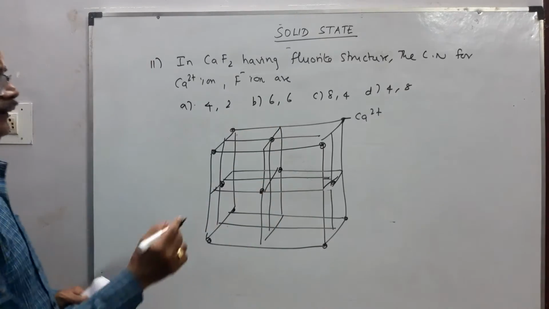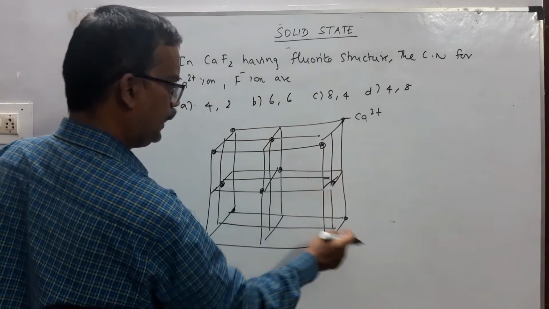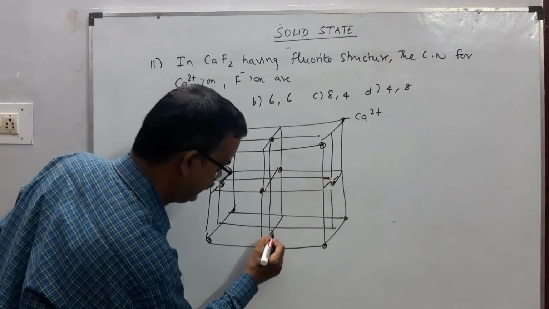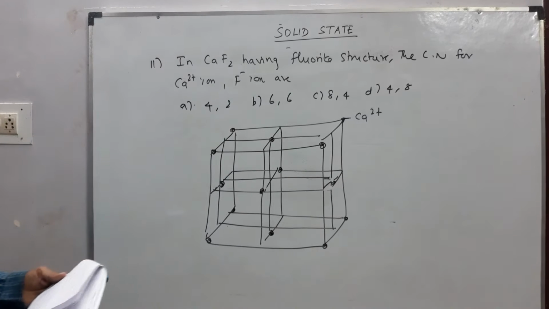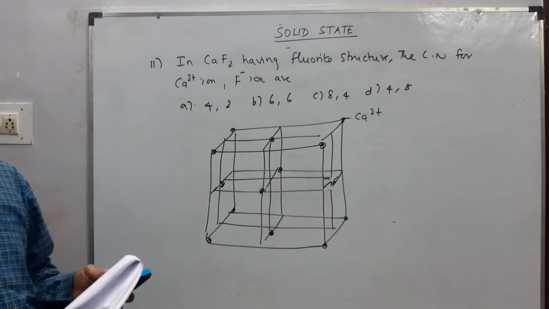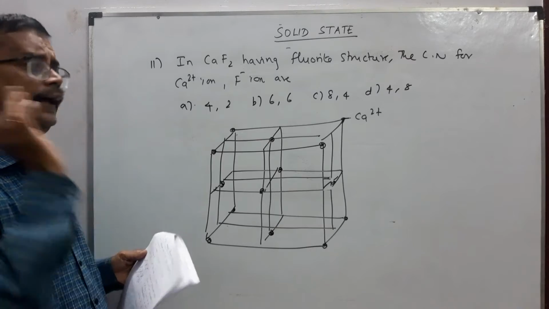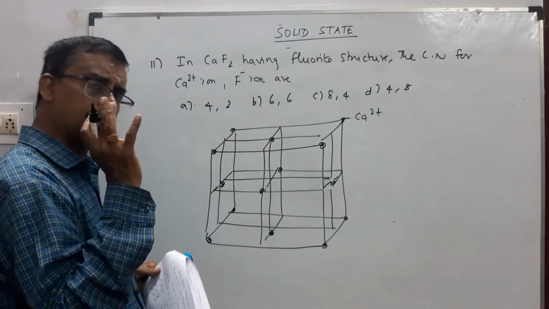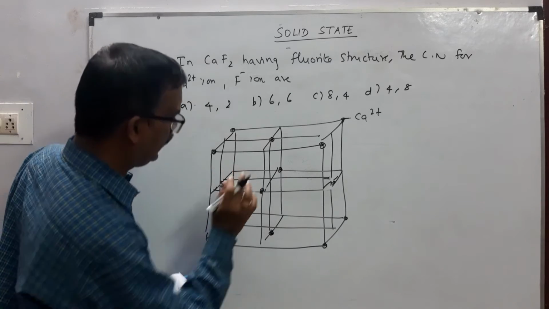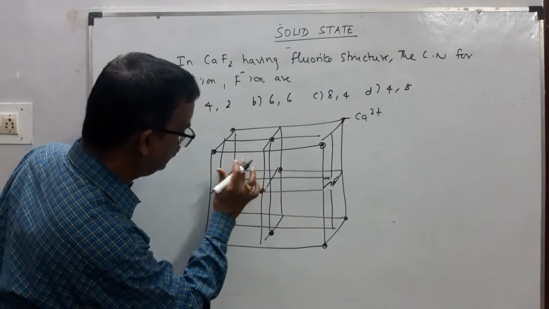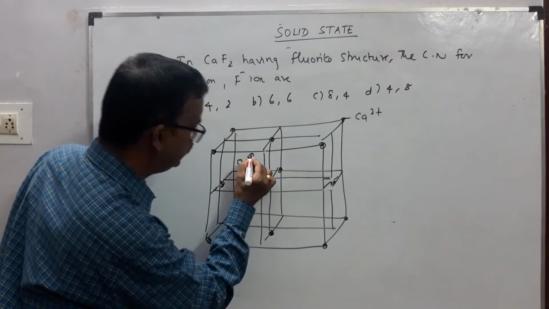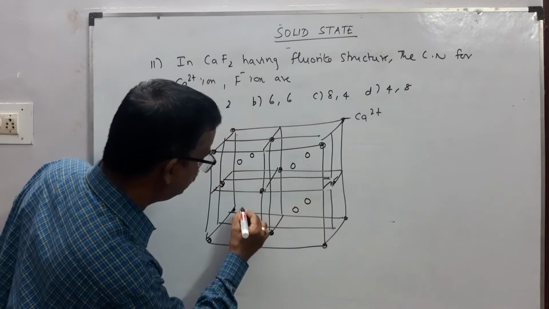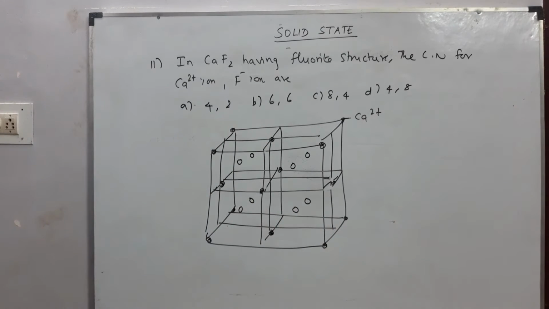8 corners as well as the 6 faces' centers: 1, 2, 3, 4, 5, 6. Okay, this is calcium ion. Whereas fluoride ion is present in tetrahedral holes. In FCC structure there are 8 tetrahedral holes. In this cube there are 2 tetrahedral holes, in this cube 2 tetrahedral. So totally 8 tetrahedral holes.